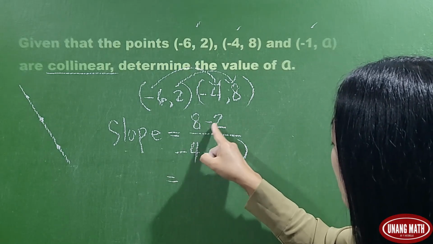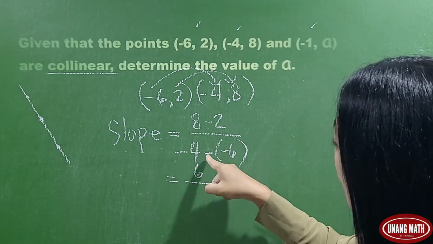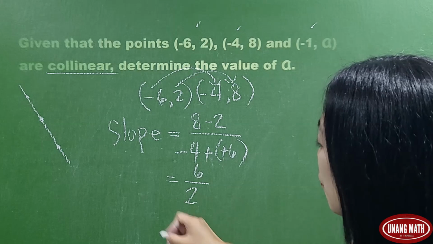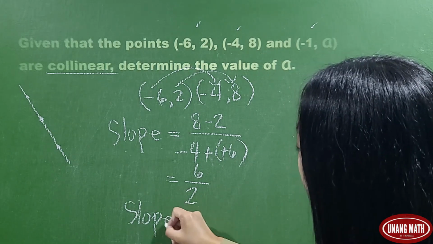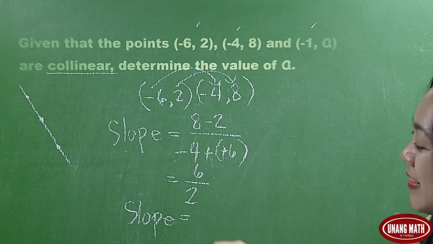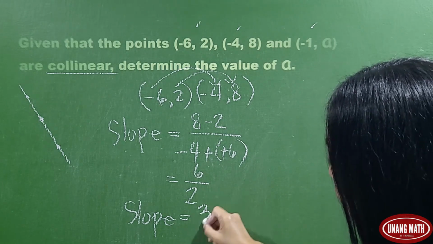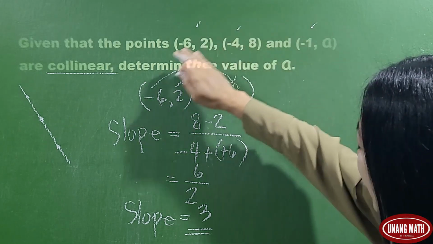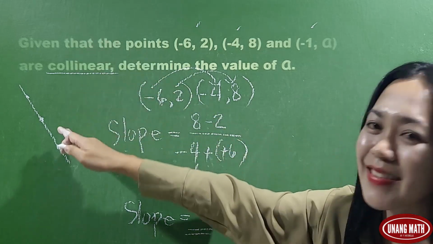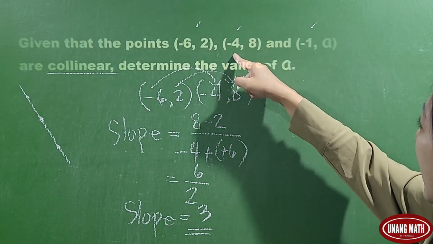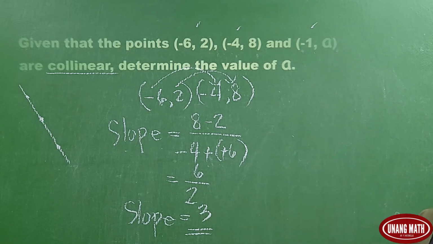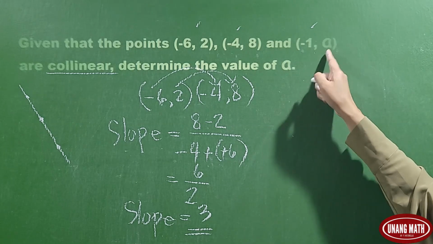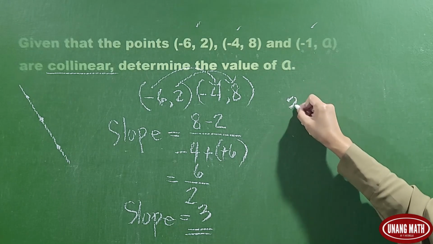So this is equal to 8 minus 2 is 6. Negative 4 minus negative 6 is negative 4 plus 6, and that's equal to 2. So the slope of these points is 6 divided by 2, which is 3. So it means the slope is 3. Since these 3 points lie in the same line, then that means (-4, 8) and (-1, a) have the same slope, 3. So to find the value of a, let's use the slope 3.